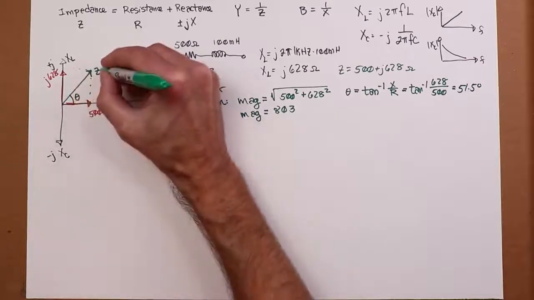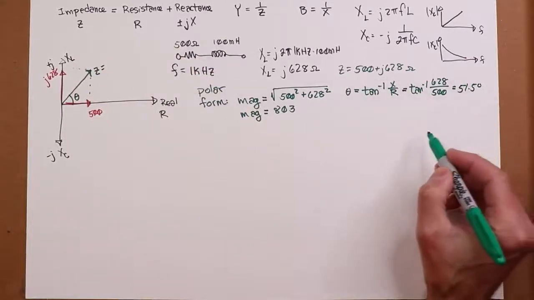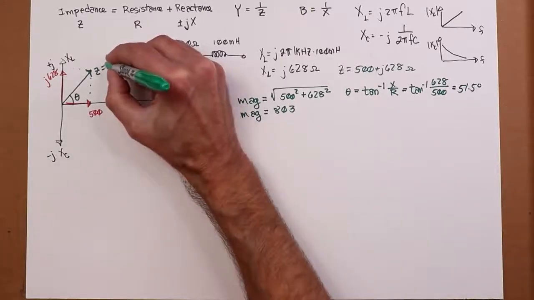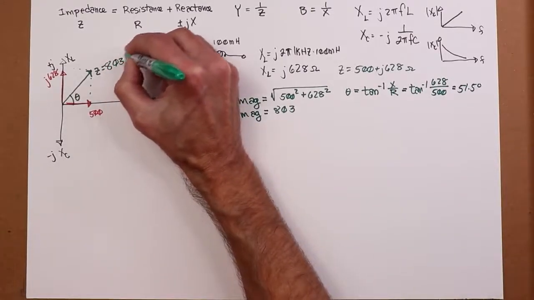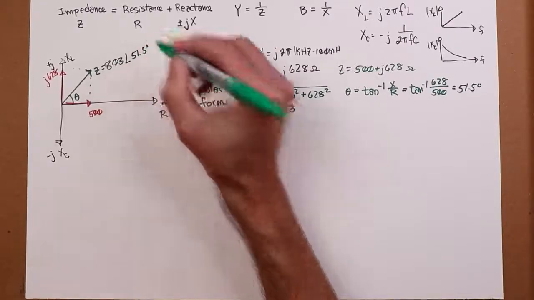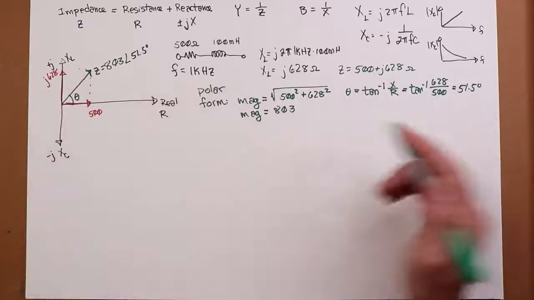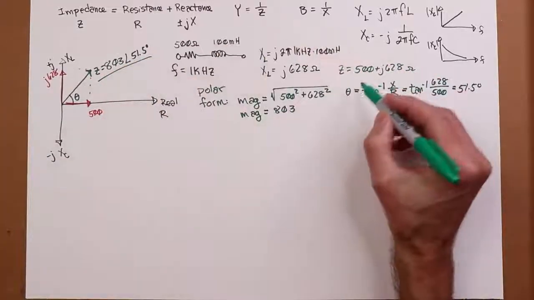So Z, you can either say Z is 500 plus j628, or you can say it's 803 at an angle of 51.5. And sometimes it's handy to have it in one form versus the other. Those are equivalent things.